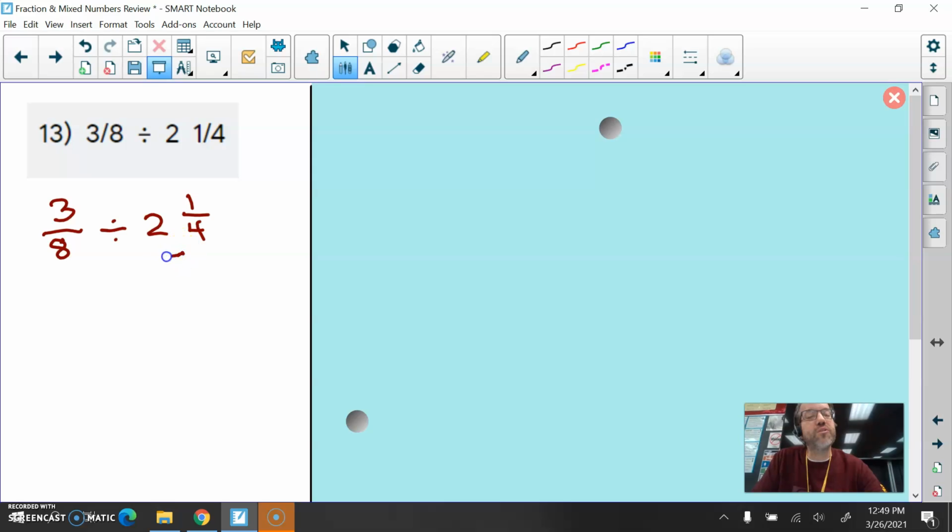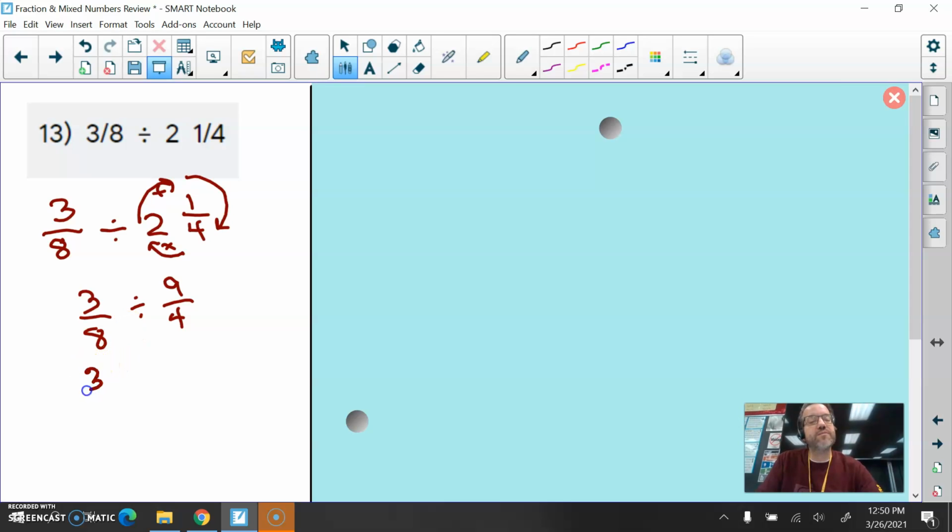So let's go around the horn. 4 times 2 is 8. 8 plus 1 is 9. We put that over our denominator of 4. So now I have 3/8 divided by 9/4. Notice it's still a division problem. I haven't done anything other than rewrite 2 1/4 as an improper fraction. Now that I've done that, I can use the reciprocal value to rewrite this in multiplication mode.